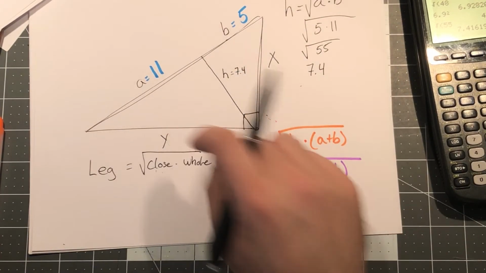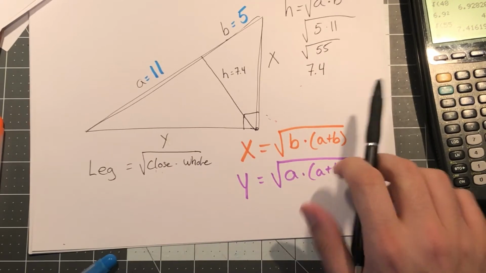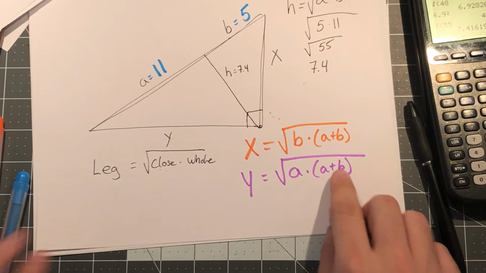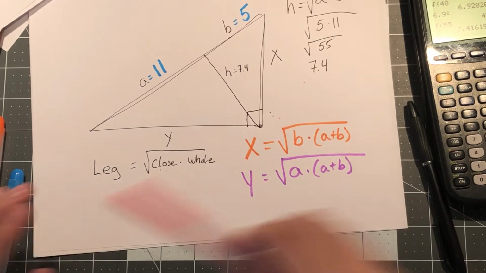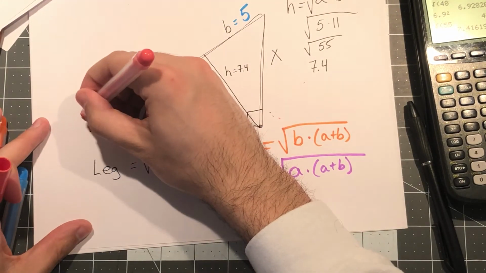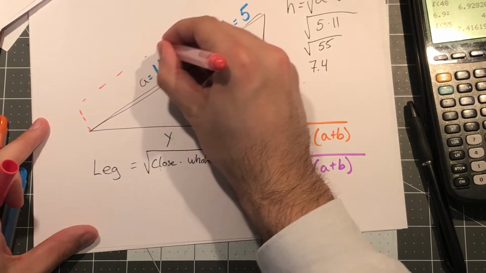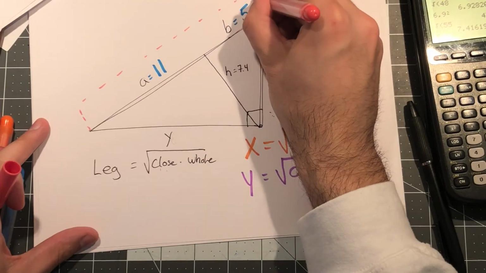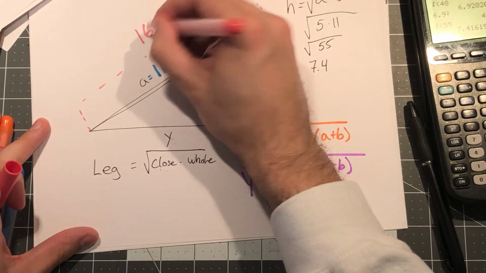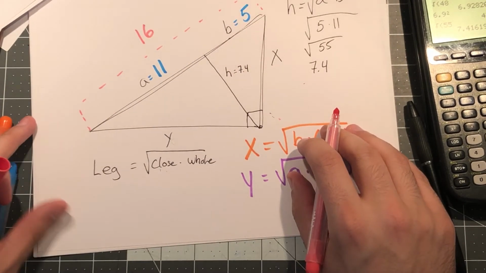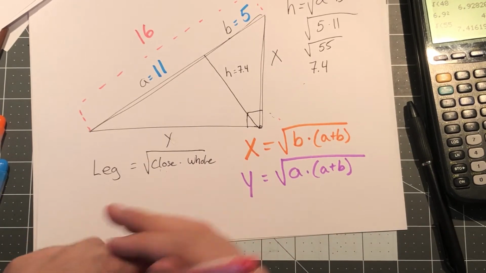If I want to find y, well, I need another value because we're doing the whole length. And the whole length is very straightforward. It's just going to be a plus b. So if I wanted the whole length of the hypotenuse, that's going to be 16 long. All right, the whole length of the hypotenuse is 16.